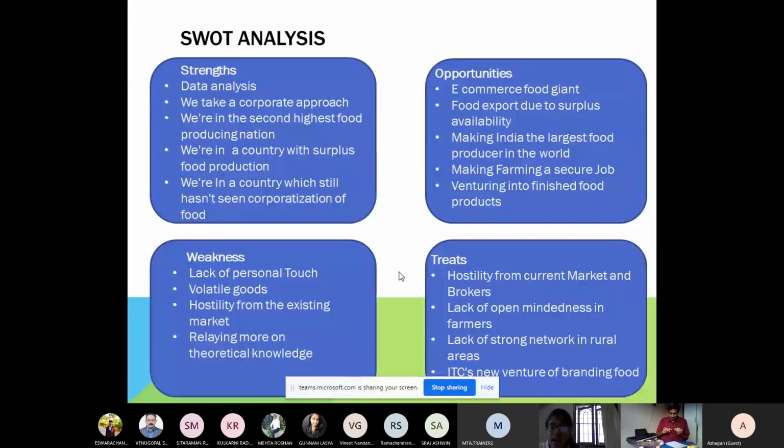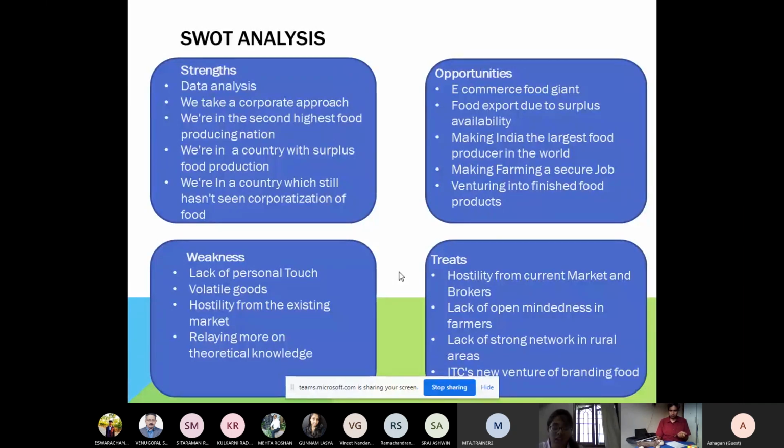The opportunity is food exports due to surplus availability. The opportunity we are going to focus on is making India the largest food producer in the world. Now we focus on the weakness. It is basically an app, so we don't have a personal touch with the farmers. There's a lack of personal touch, and since it's focused on agricultural products, which are food products, they are volatile.